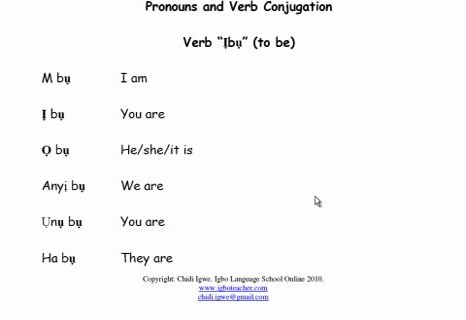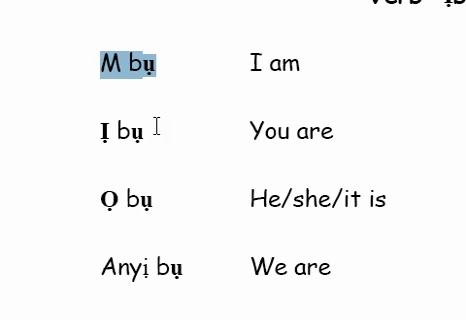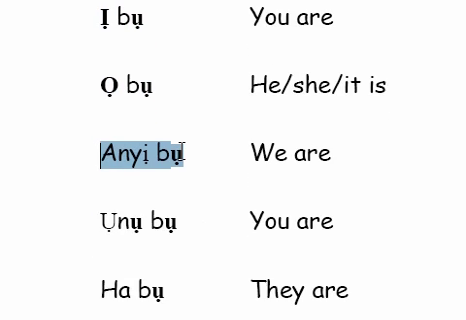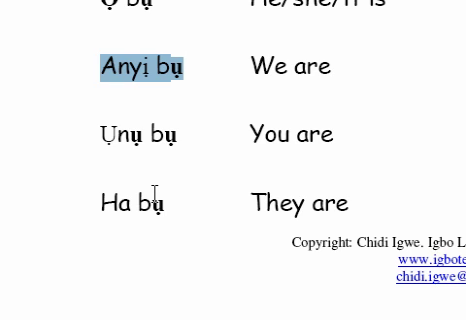Now we're going to use these subject pronouns to conjugate the verb Igbo to be. Repeat. Mbo. Igbo. Obo. Anyibo. Unubo. Habo.